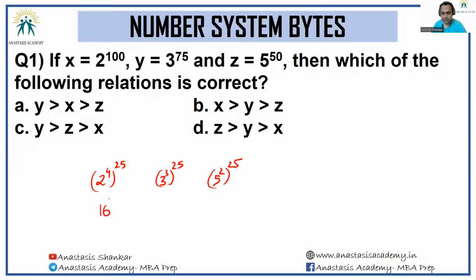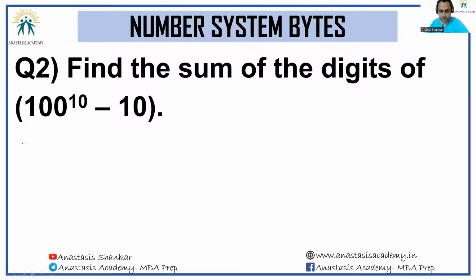Here I get 16^25, 27^25, and 25^25. Between the three of them, I know y is the largest, the second largest is z, and the third largest is x. So option C. Next question.